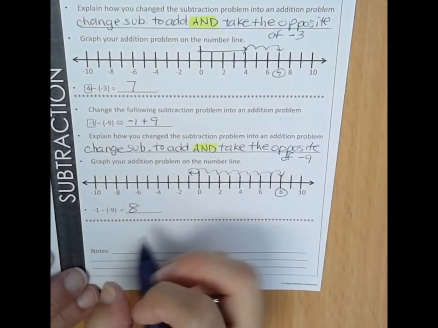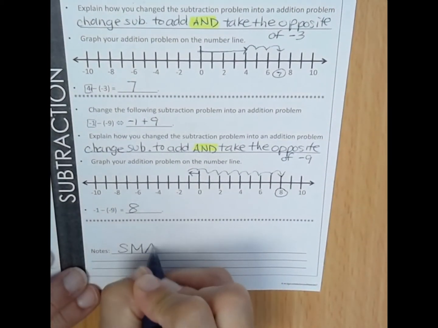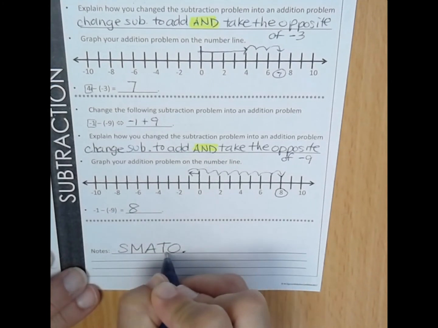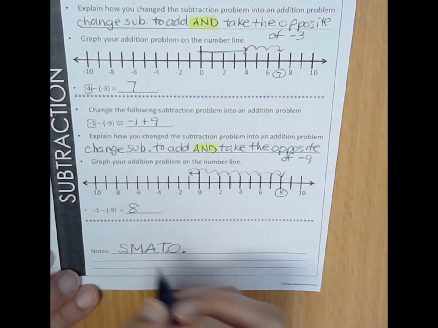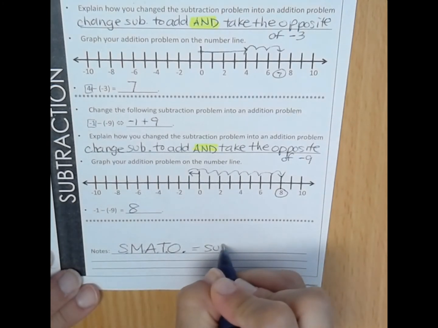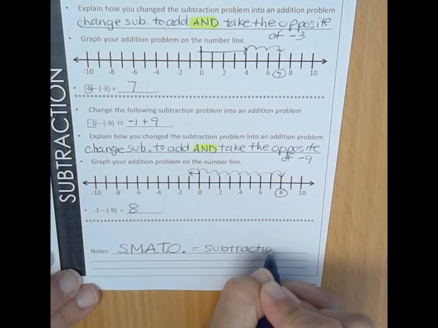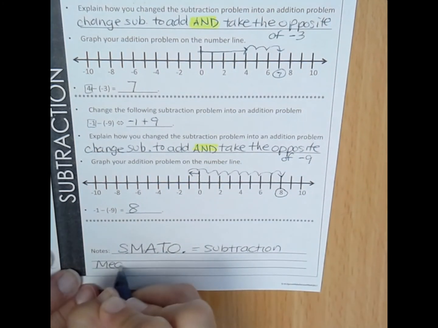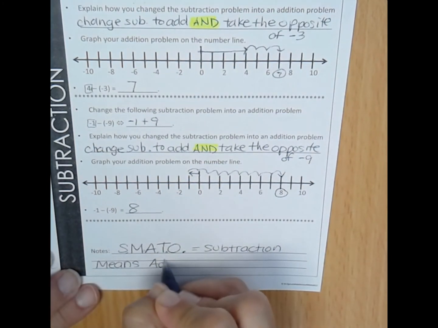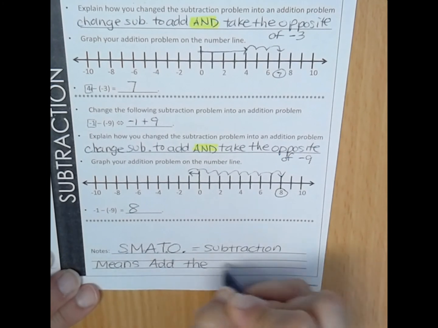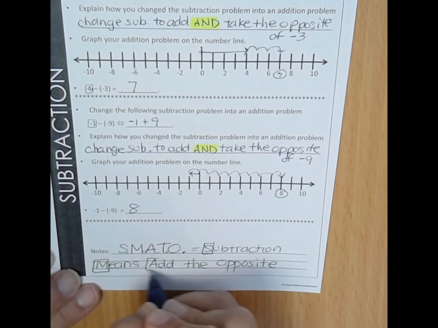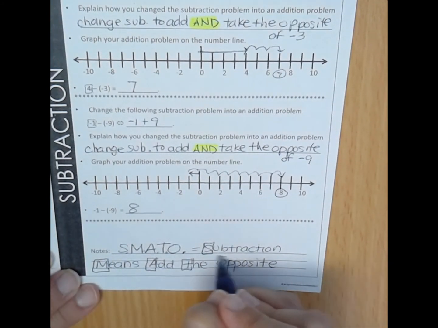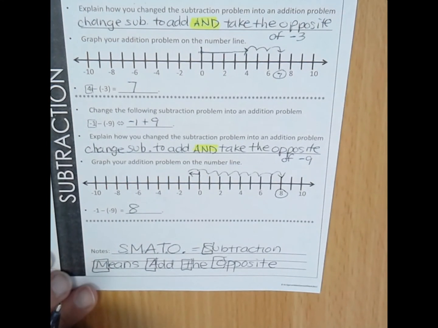Okay, an easy way to remember that is the abbreviation SMATO or SMATO, whichever you like, tomato or tomato. What that stands for is subtraction means add the opposite. Okay, so that's a quick little way to help you. Subtraction means add the opposite, and that's how we do these problems.